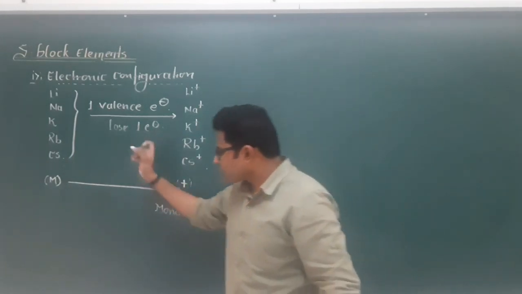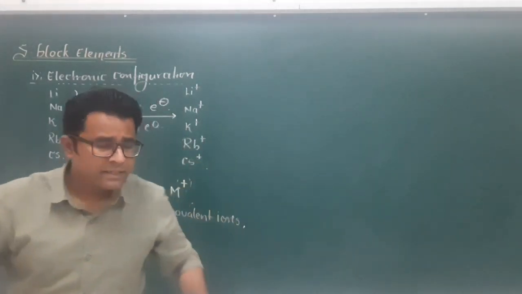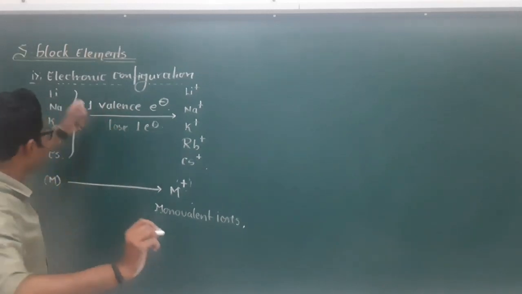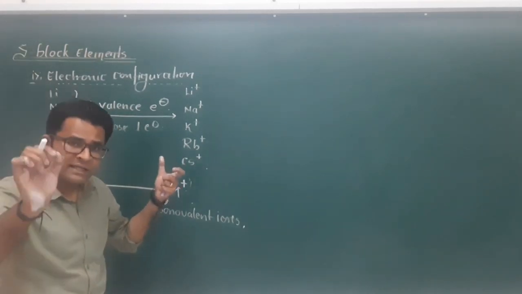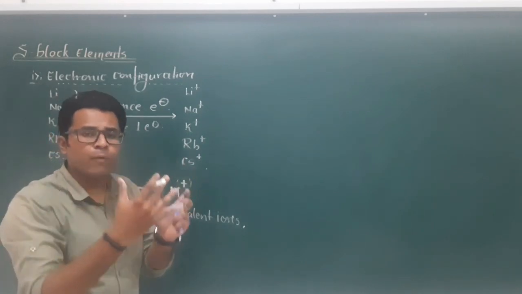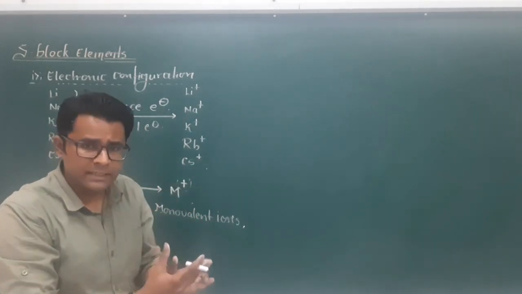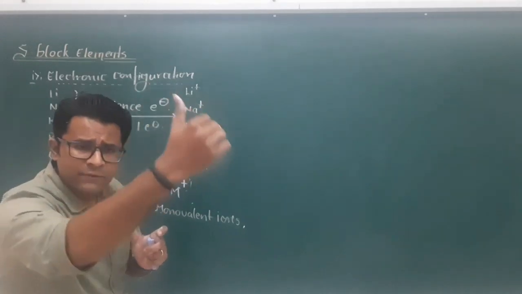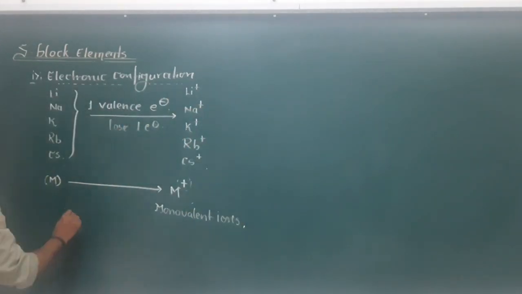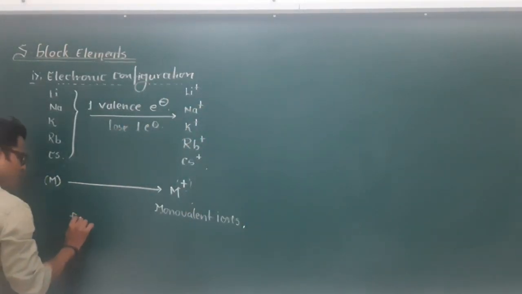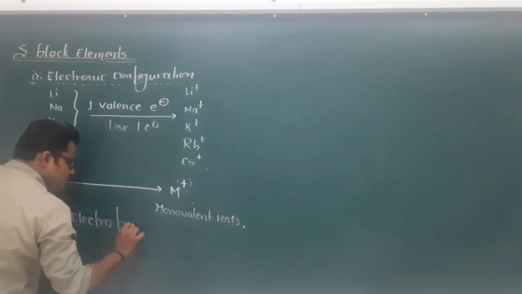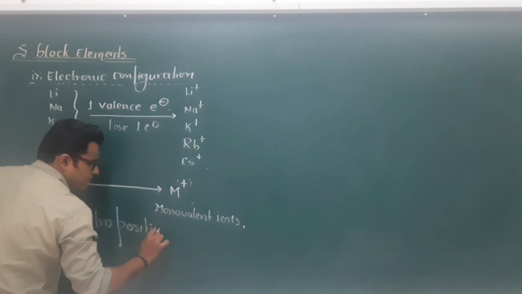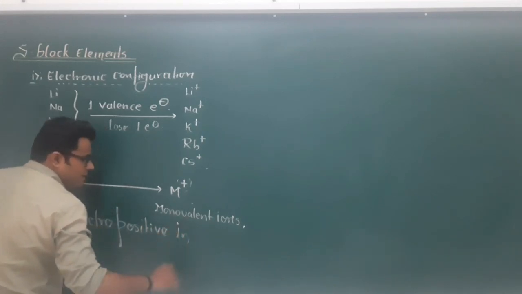So what we have to remember here is that in the outermost shell of these elements there is only one loosely bonded electron, and these metals have a tendency to lose that one electron and become electropositive in nature.